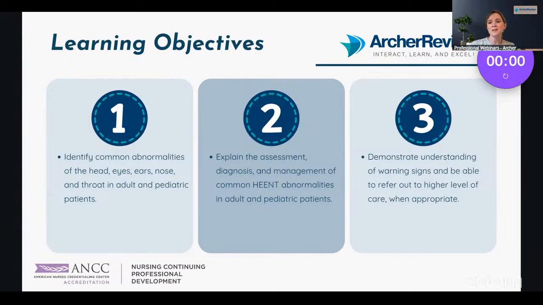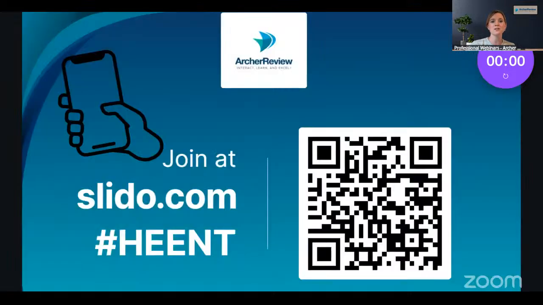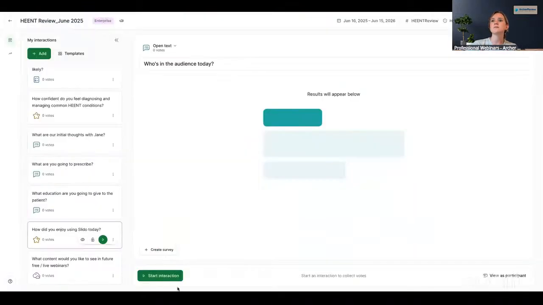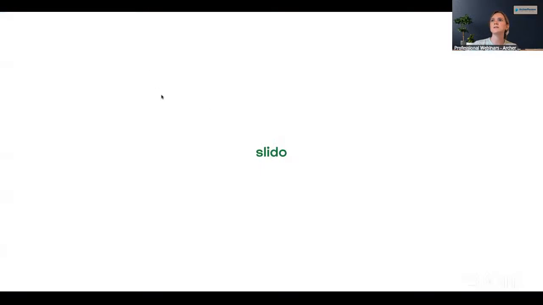And then again, I hope today is fun and interactive and informative. So one of the ways we're going to do that is using Slido. If you've never used Slido before, it's really easy. You can either scan this code on your computer or log into slido.com and do the hashtag HEENT. So I'm going to go ahead and launch the first poll, which is just a quick get to know you poll. So I'll hop over here and start with that one.